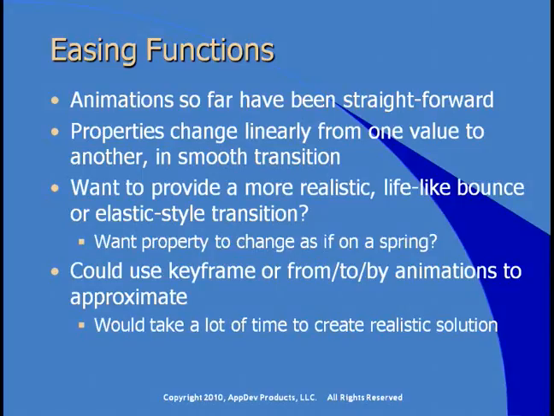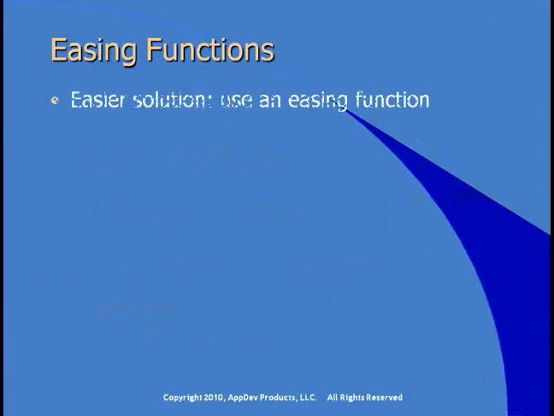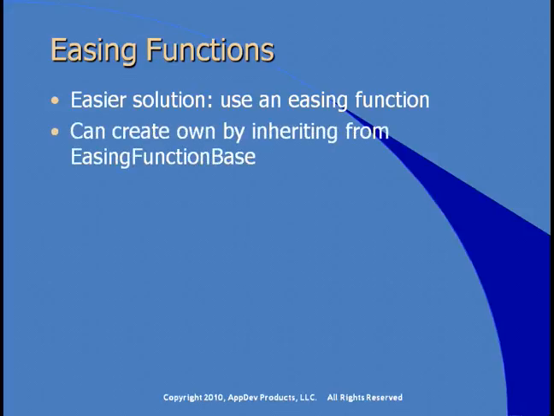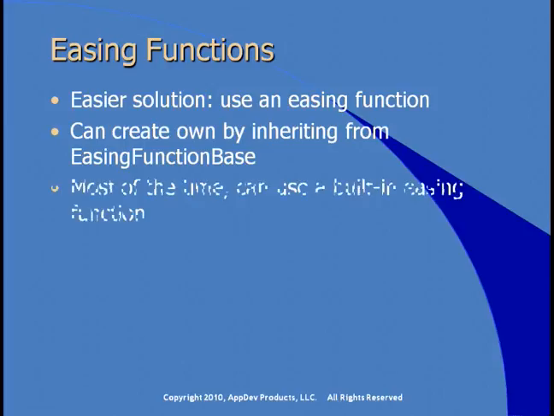You saw an example earlier where I used keyframes, but I was just guessing sometimes on those spline curves. There's got to be an easier way to accomplish the goal of creating a realistic change to properties that you want to animate. The easier solution is to use an easing function. You can create your own by inheriting from easing function base, but most of the time you can use a built-in easing function. Well, let's look at a few examples.